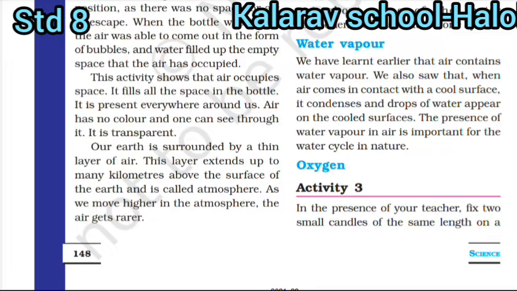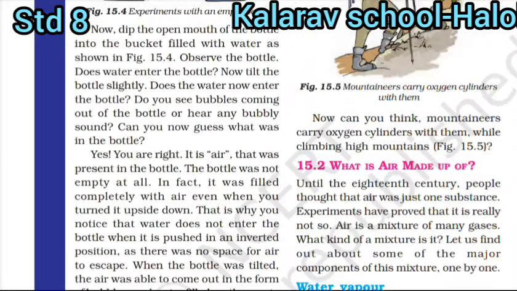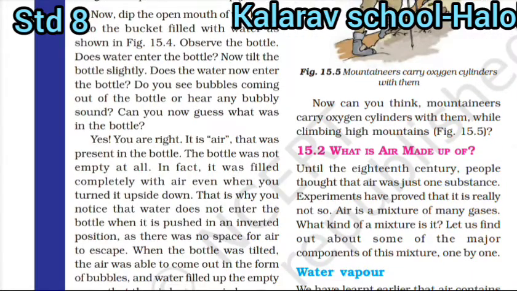Air has no color and one can see through it. It is transparent. Our earth is surrounded by a thin layer of air. This layer extends up to many kilometers above the surface of the earth and is called the atmosphere. As we move higher in the atmosphere, the air gets rarer. Now, can you think why mountaineers carry oxygen cylinders with them while climbing high mountains?